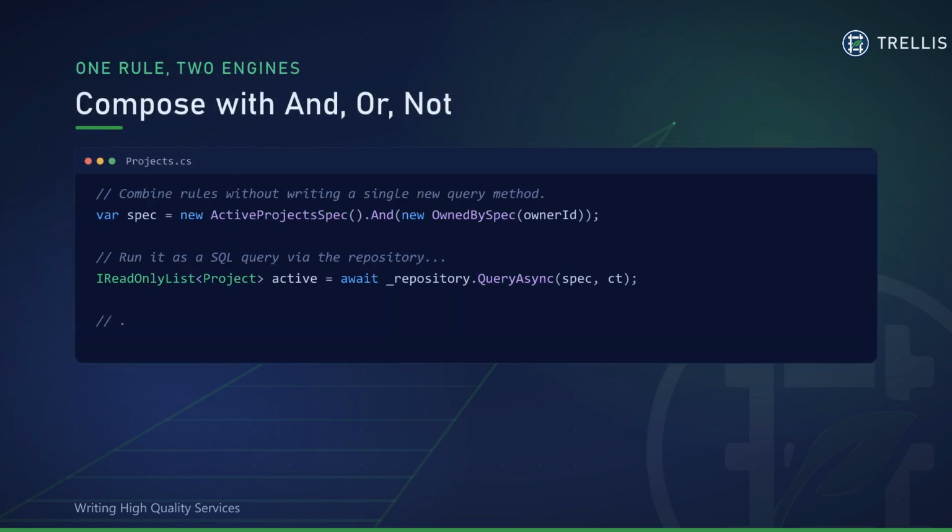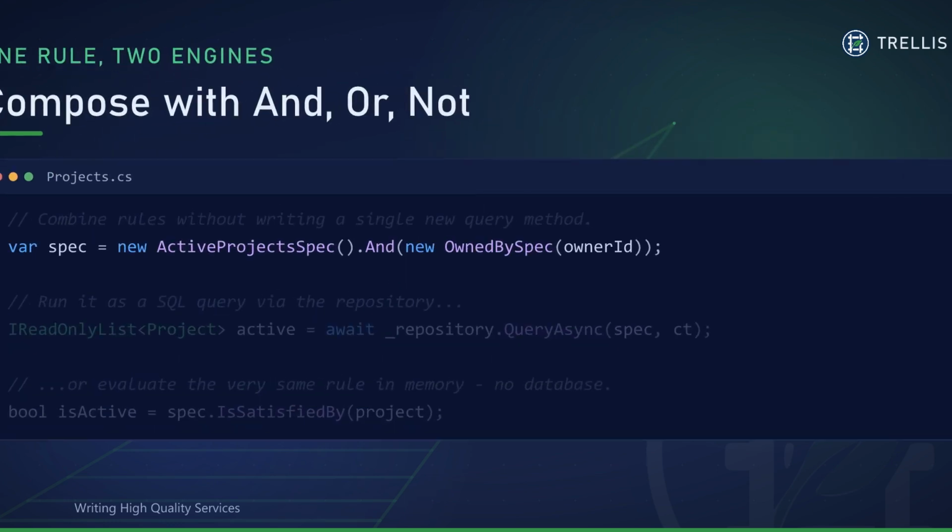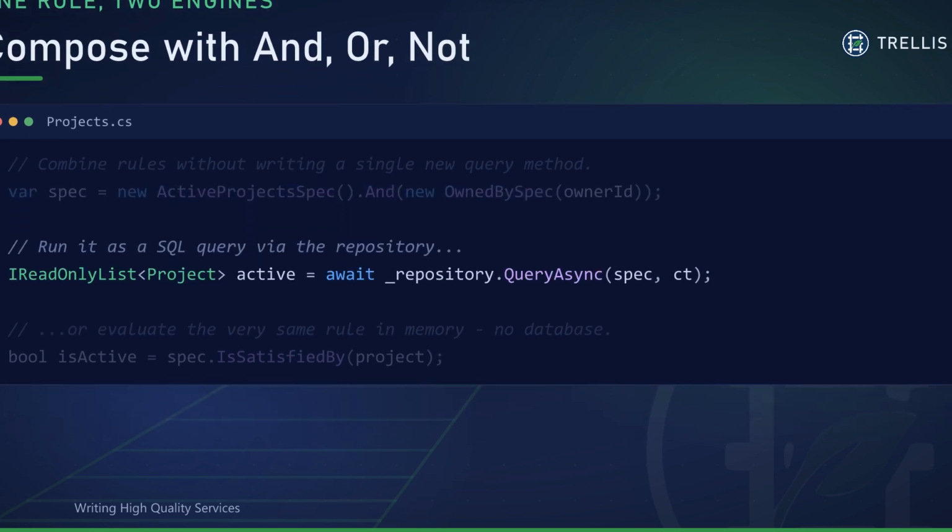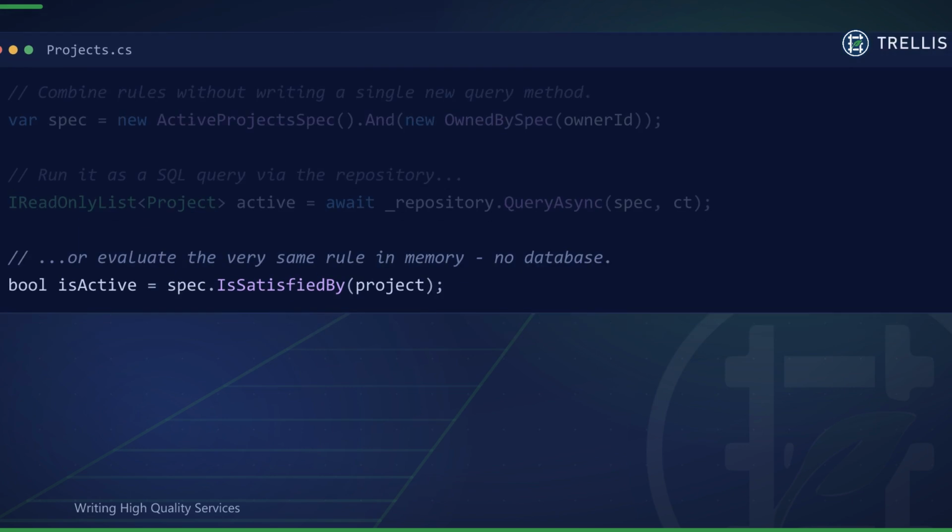Now combine them. Active and owned by this member. That's and. There's also or and not. No new query method, just composition. Hand the spec to the repository's QueryAsync, and Trellis turns the expression into SQL that runs on the server. Or call IsSatisfiedBy, and the exact same rule runs in memory, with no database at all.